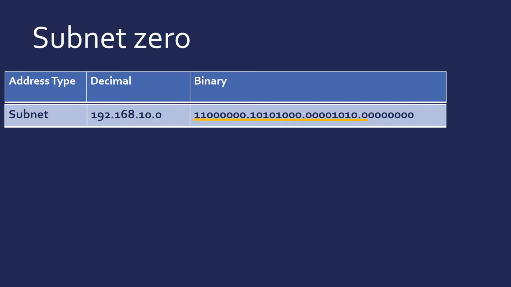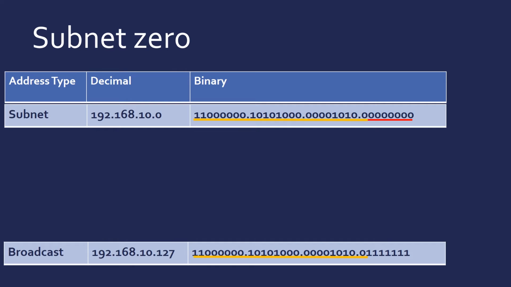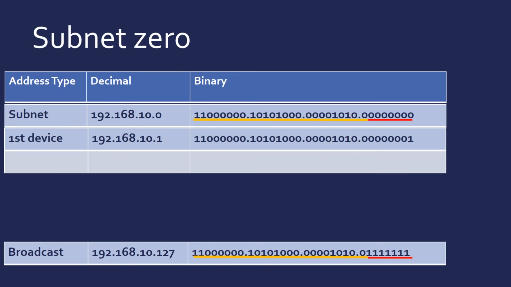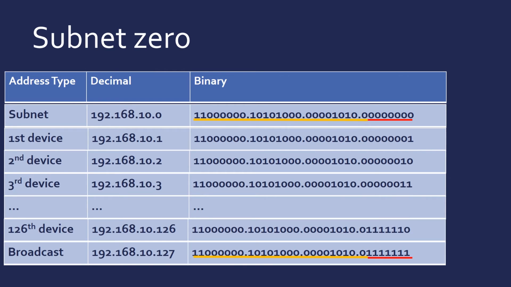Focusing on subnet 0. The first 25 bits, the network bits, must remain the same for all addresses in this subnet. So the subnet address is when all 7 bits in the host portion are 0. If all the host bits are set to 1, this is our broadcast address. So the broadcast address would be 192.168.10.127. All the addresses in between 0 and 127 can be allocated to devices.